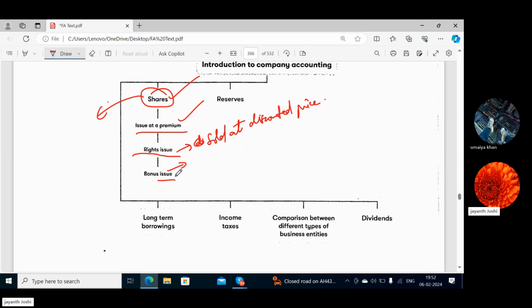is bonus issue. There's no price in the sense the shares are given to the shareholders in such a way, like if suppose I hold 2 shares, I get 1 extra share as bonus share. This is given by the company to the shareholders, instead of giving cash dividends, the company issues bonus shares to its existing shareholders, right?